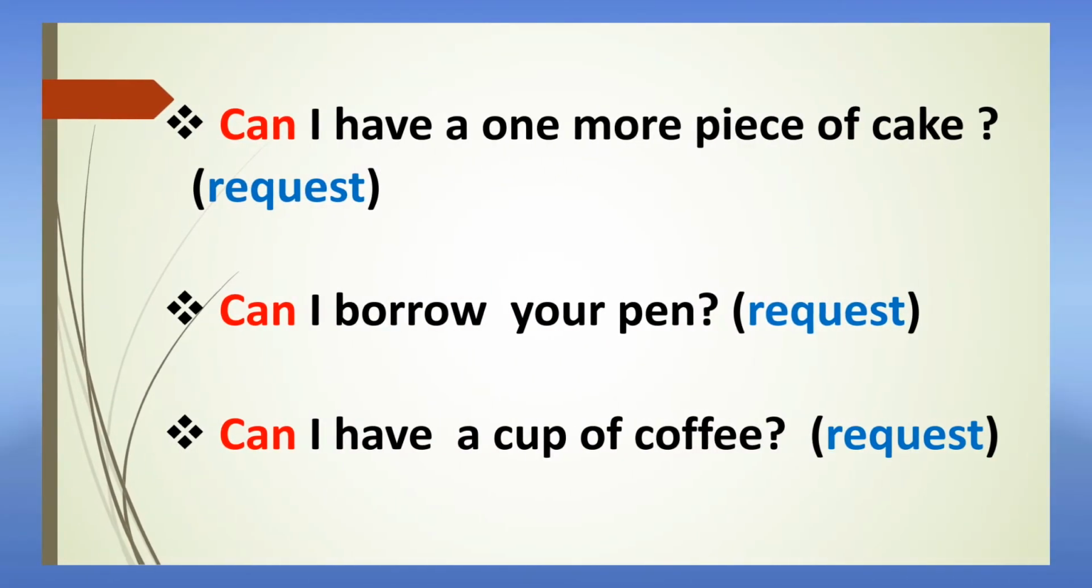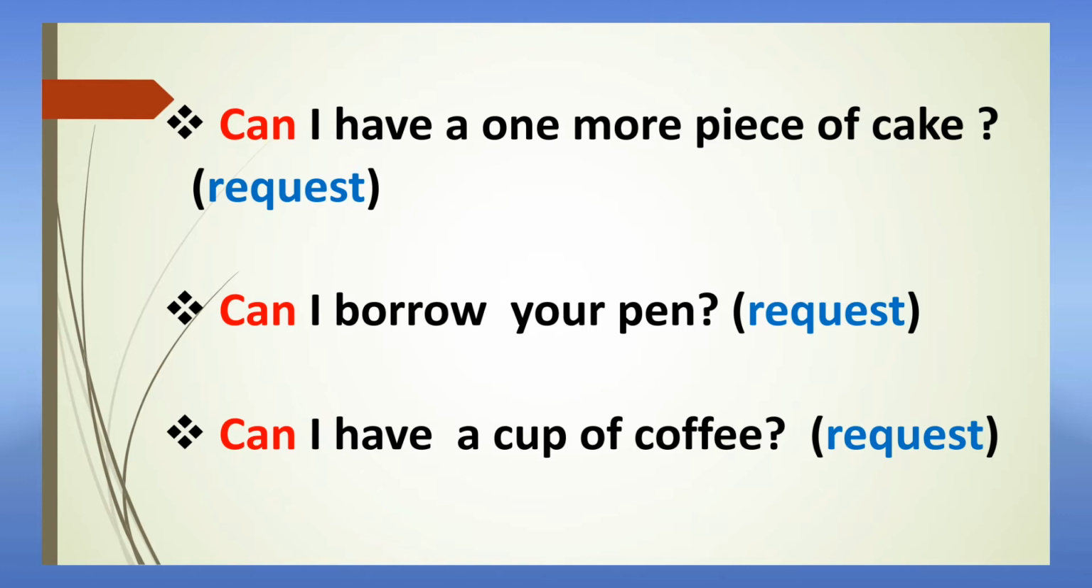These three examples are for informal requests. As I told you already, informal requests are between friends or family members, or the same group of people. Look at that. Can I have one more piece of cake? It's an informal request, maybe at home or between your friends. Can I borrow your pen? This is also a conversation between friends. Can I have a cup of coffee?